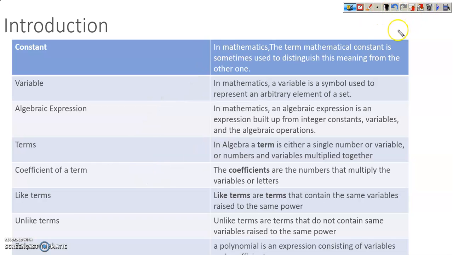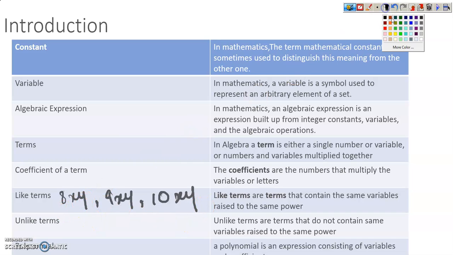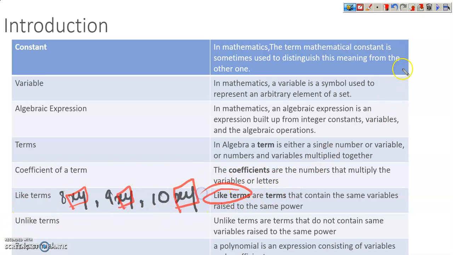So now moving on to the next part, like terms. Like terms are the terms that have the same literal coefficients. Let's take 8xy, 9xy, and 10xy. They are like terms because they have the same literal coefficient. Here you can see the literal coefficient is xy, here also, and here also. So they are like terms.